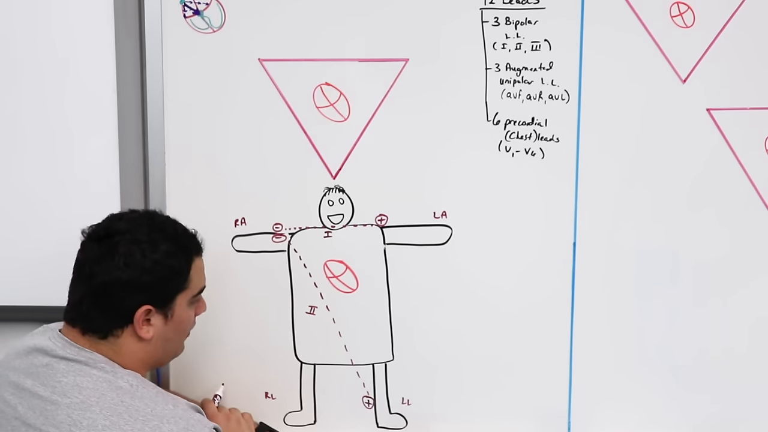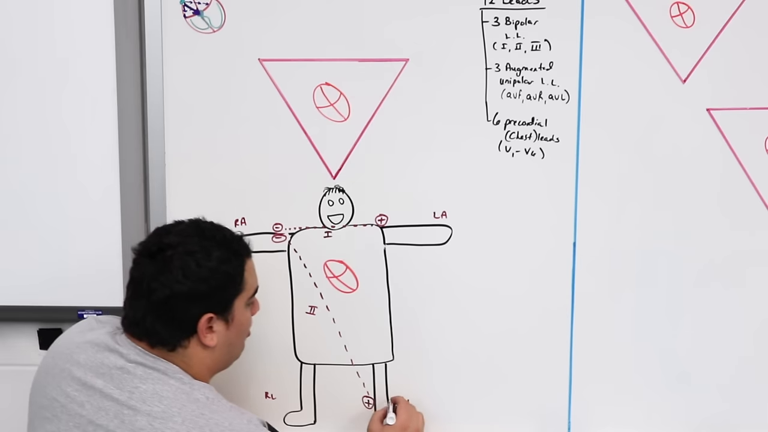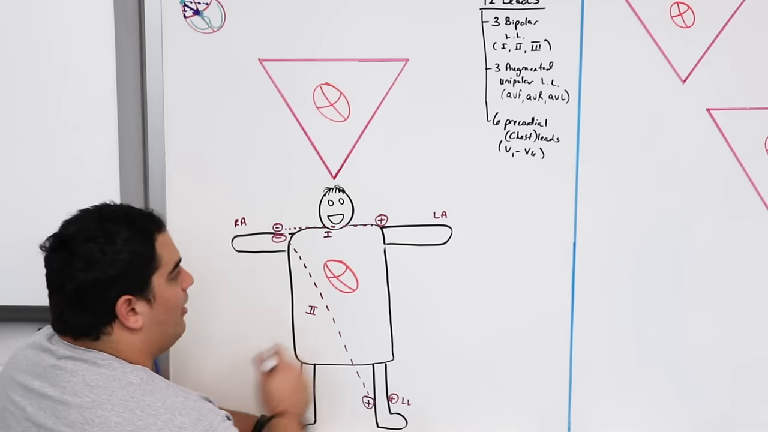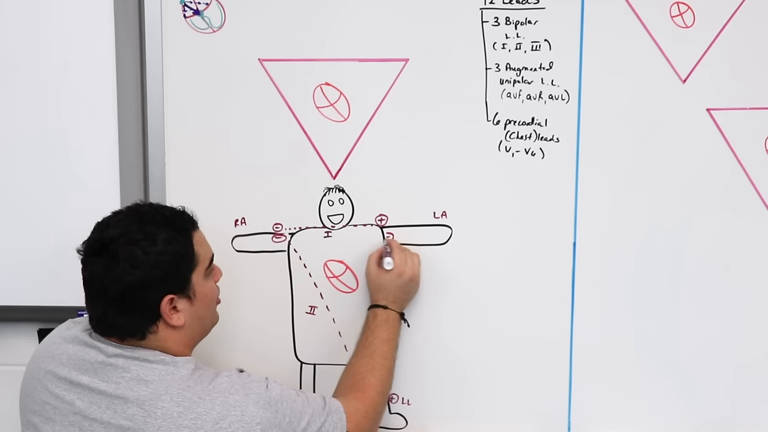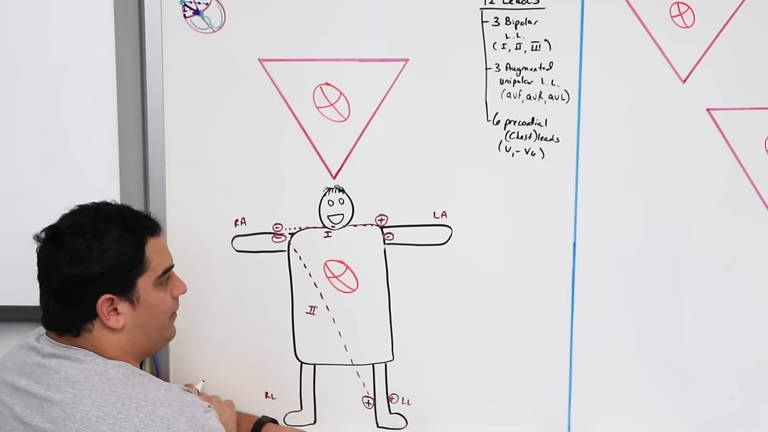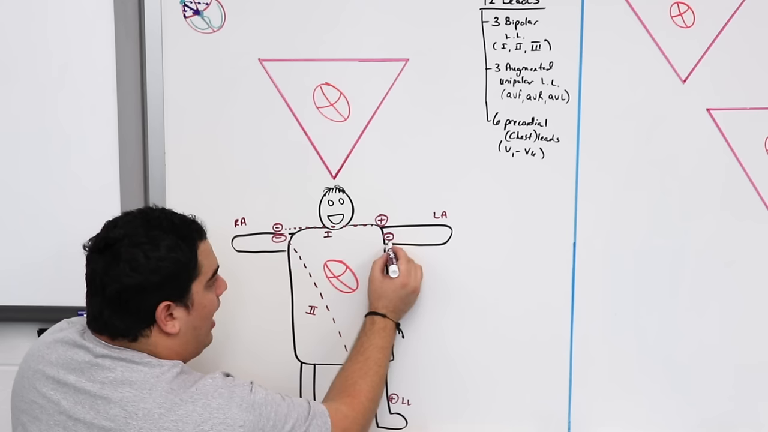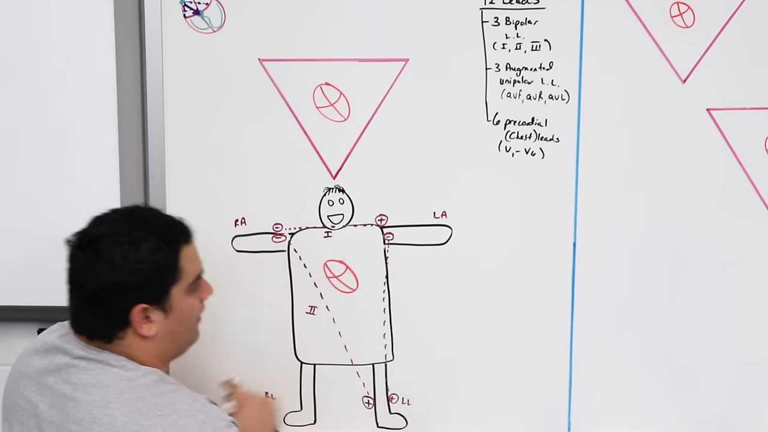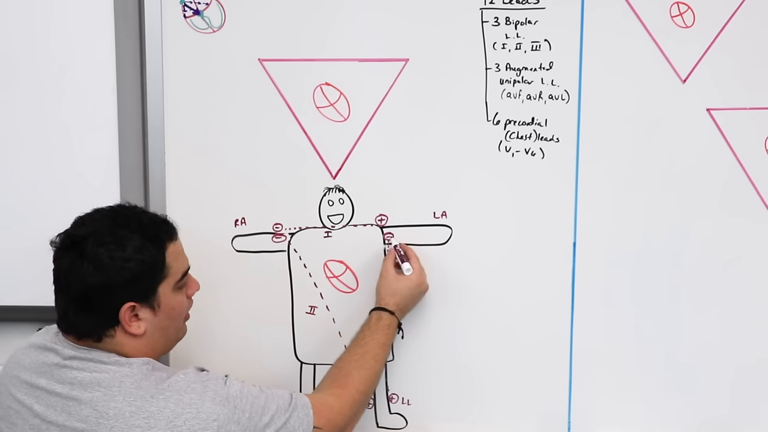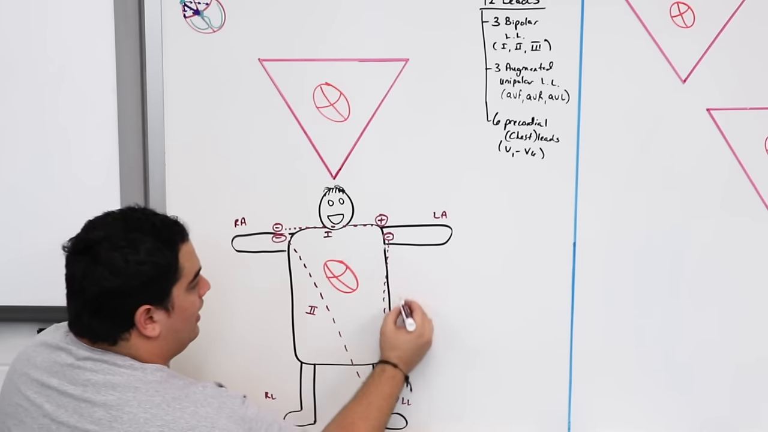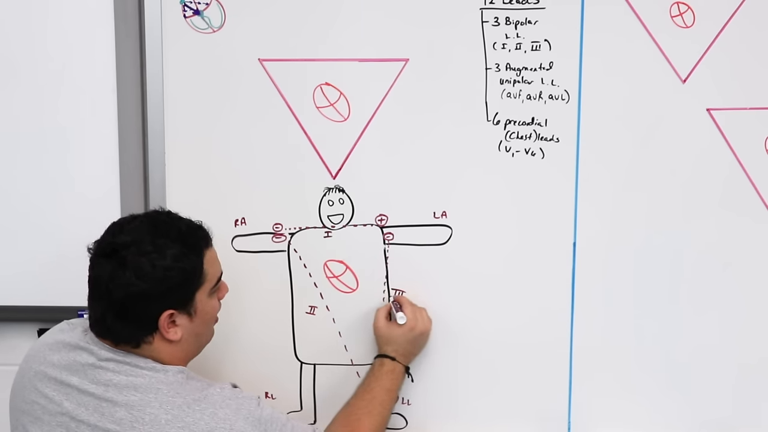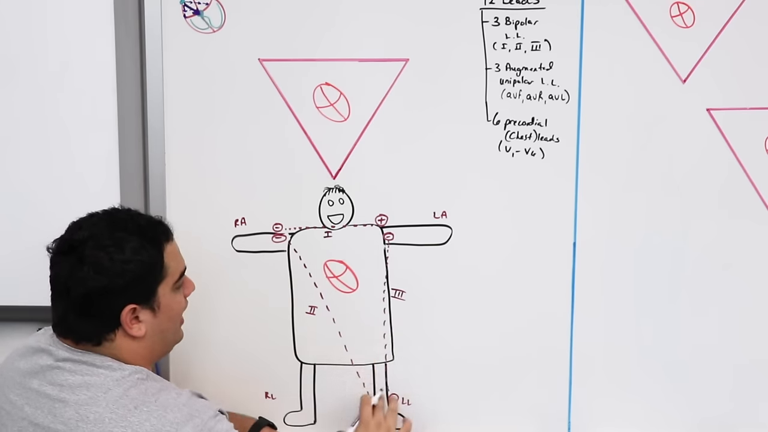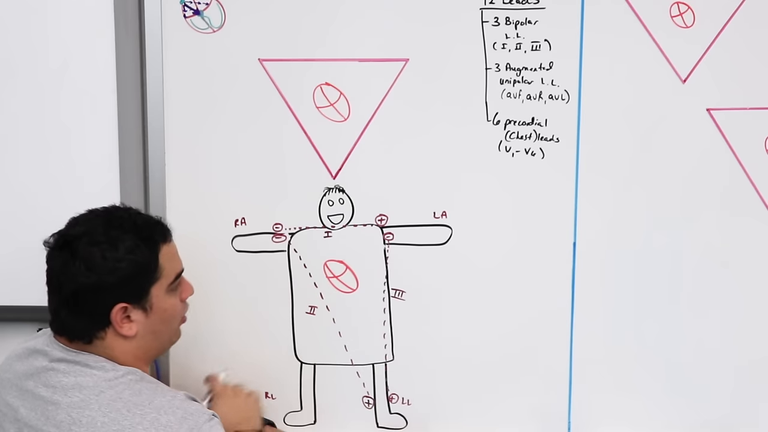Okay, let me do another one. I'm gonna put another positive electrode on this guy's left leg, and then I'm gonna put a negative electrode on his left arm. If I do that, I'm gonna have another axis going from the left arm to the left leg. This is going to be the axis of lead three. Now, this right here is going to be my bipolar limb leads.